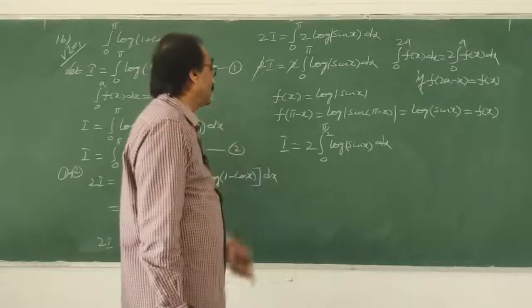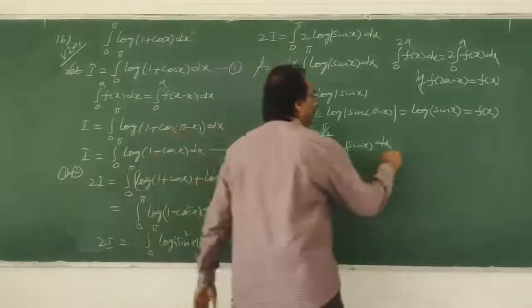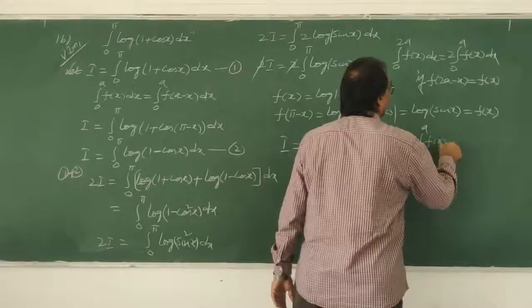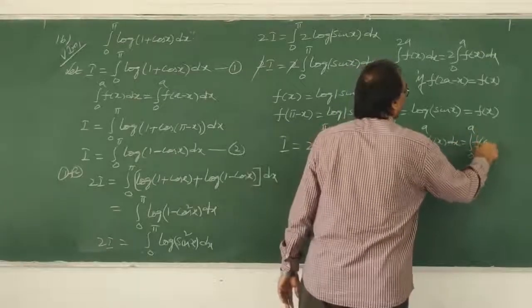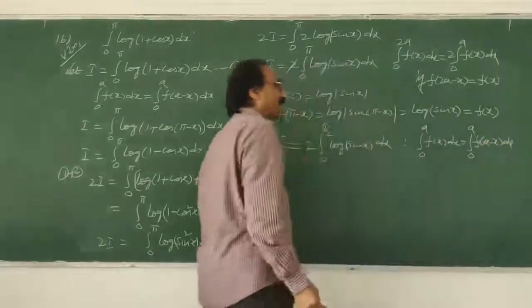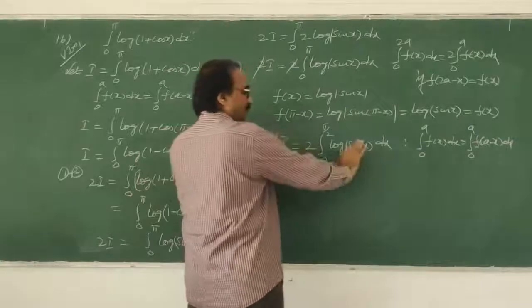So if you continue, again I use the same property: integral 0 to a f of x dx is equal to integral 0 to a f of a minus x dx. Same property. So one step I will put directly, otherwise so many steps will come. I is equal to, let it be like this. This is the problem we got.